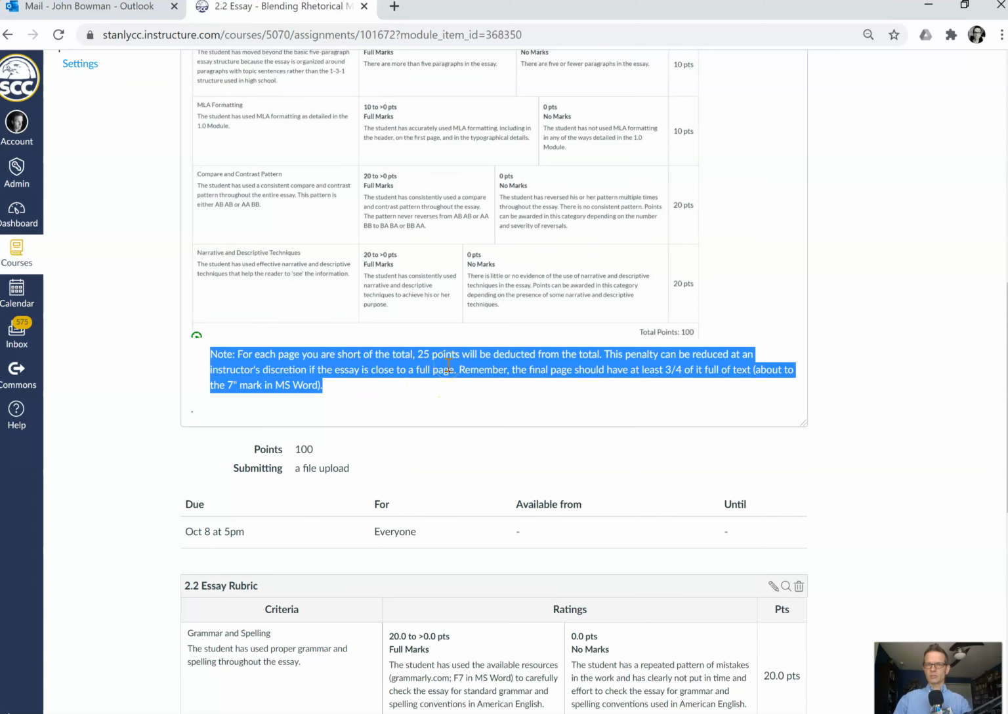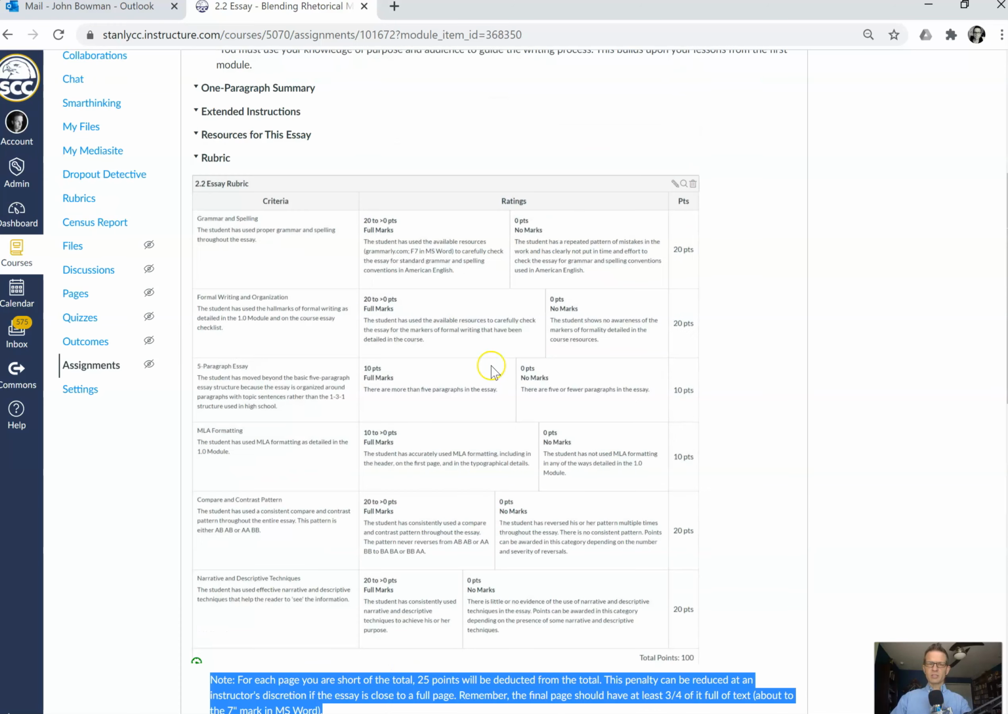For every page that you're short, you will have a deduction of 25 points or some portion thereof if you're short. Make sure you go to the 3/4 mark on the page. That's very important. These are fairly short essays. If you were to go to UNC Charlotte, for example, they're going to have you write something like a 4 or 5 page essay at this level. So I do stress that you must meet that page requirement, and this is one of the reasons why.